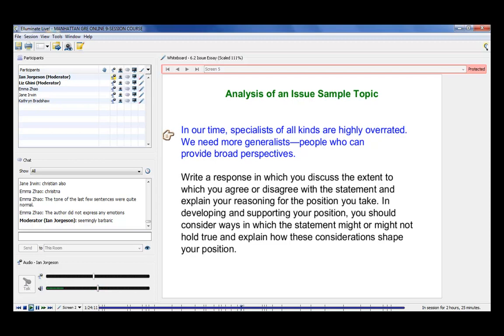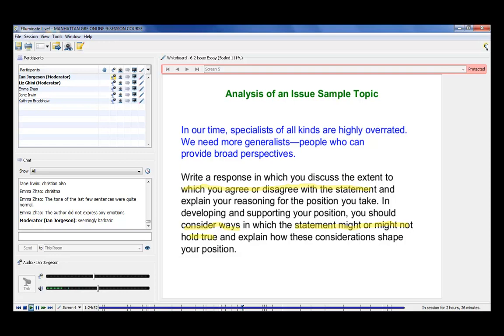In our time, specialists of all kinds are highly overrated. We need more generalists, people who can provide broad perspectives. So notice what they're telling us to do in the task. Do we agree or disagree with the statement? Okay? And then we should consider ways in which the statement might or might not hold true. Interesting. So they're asking us not just to agree or disagree with this prompt, but we also need to consider ways in which it may or may not be true.